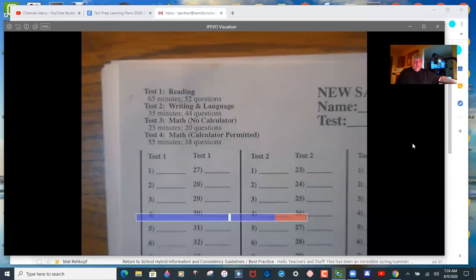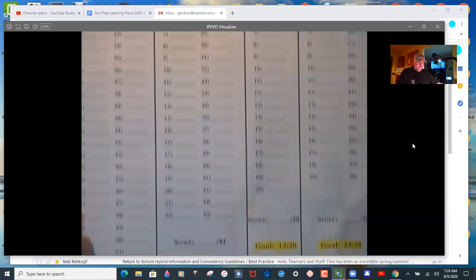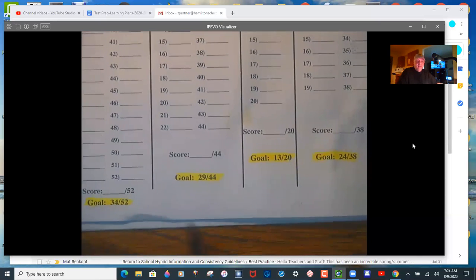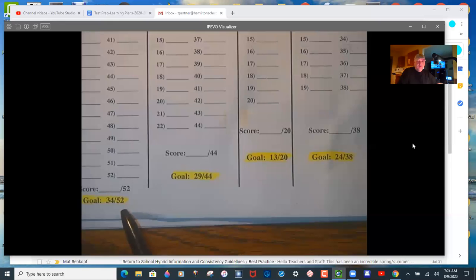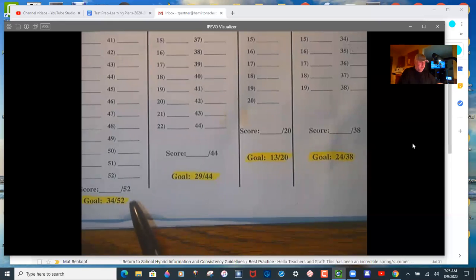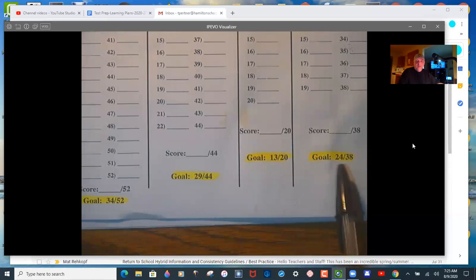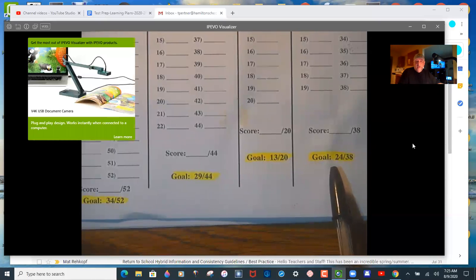To be college ready, for what that is worth these days, you're going to have to get, in my estimation, 34 out of 52, 29 out of 44 on each successive test. So reading, 34 out of 52, the writing and language, 29 out of 44, the math, no calculator, 13 out of 20, and the math with calculator, 24 out of 38. And the math is combined. So it looks like 37 when you combine the top.